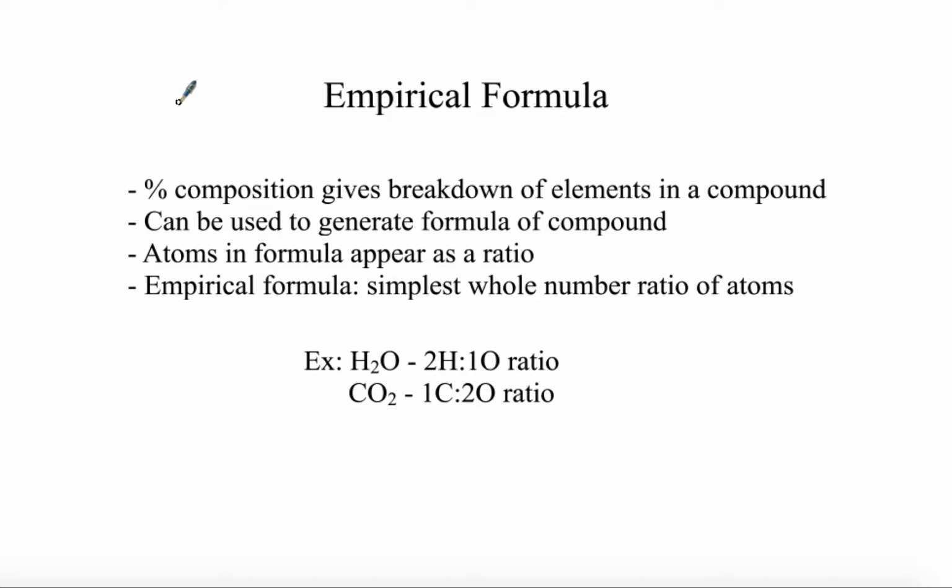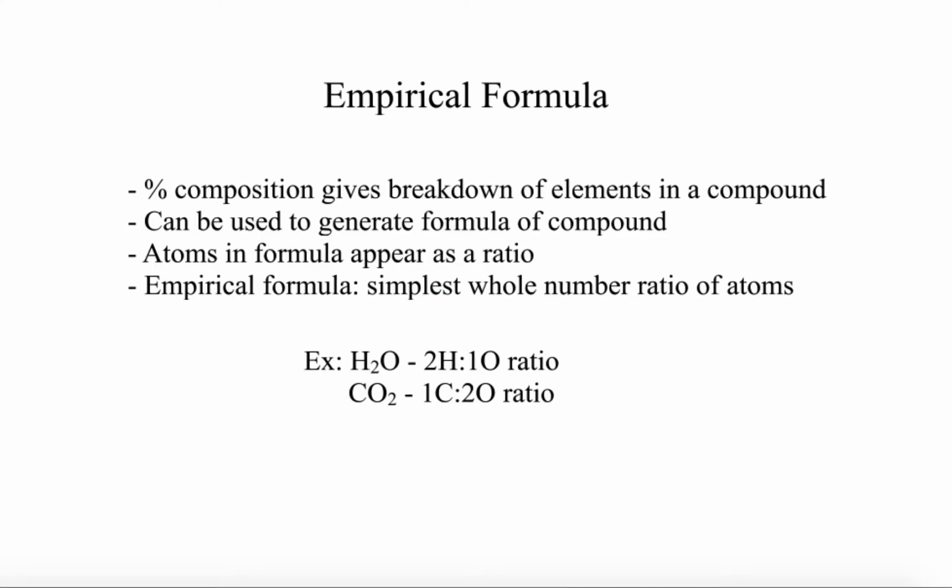But if you're given the percent composition, you can actually generate the formula to figure out what the compound actually is. The empirical formula is the simplest whole number ratio of the atoms. Formulae are essentially a ratio of atoms to each other within a compound. Take for example H2O with a 2:1 hydrogen to oxygen ratio, or CO2 with a 1:2 carbon to oxygen ratio. The empirical formula of a compound is the formula where the ratio of atoms of different elements to one another are in their simplest form.